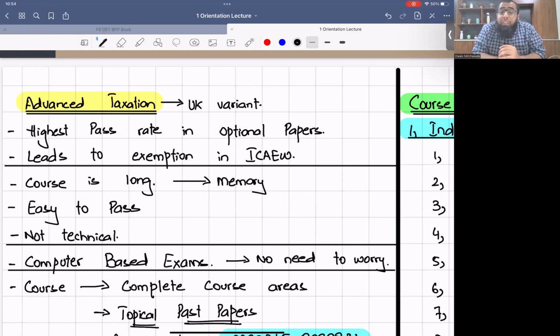Now, some students haven't studied the basic taxation course. For them, I'll say that there is no need to worry, because my teaching approach is from the very basic. I teach with an assumption that students do not have any background knowledge, and I will cover each and every topic in detail. So the course is lengthy, the course is long, but there is no need to worry, because when you are studying with me, you will be getting detailed support from the very basic. I'll be covering each and every topic from scratch.